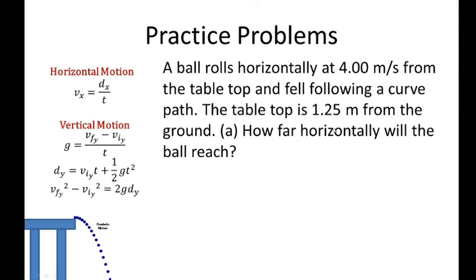So let us now do some practice problems. A ball rolls horizontally at 4 meters per second. So the ball here, the initial velocity in the x, or vx, is 4 meters per second. The ball is moving to the right at 4 meters per second. There is a horizontal velocity to the right, and it fell following a curved path just like this one.